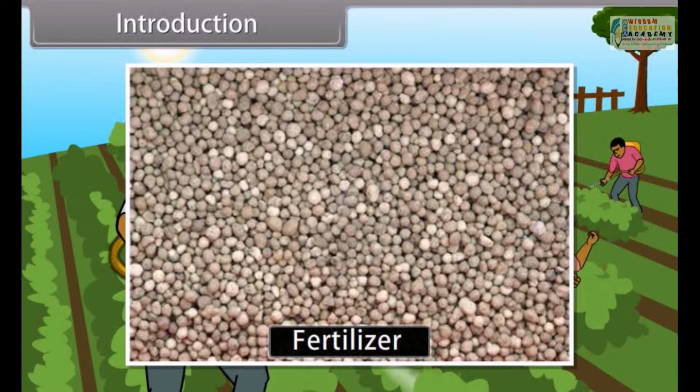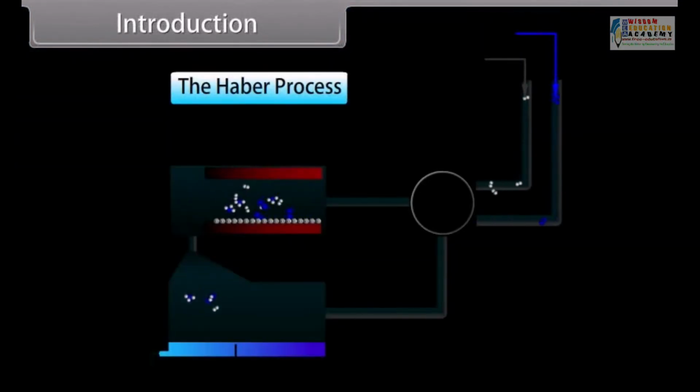To meet the high demand of ammonia, it is manufactured on a large scale by Haber's process. The Haber process combines nitrogen with hydrogen into ammonia. Nitrogen is an important element in the p block of the periodic table. So students, today we'll study the p block elements.